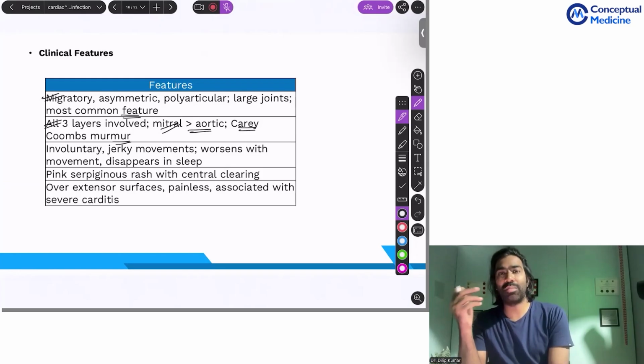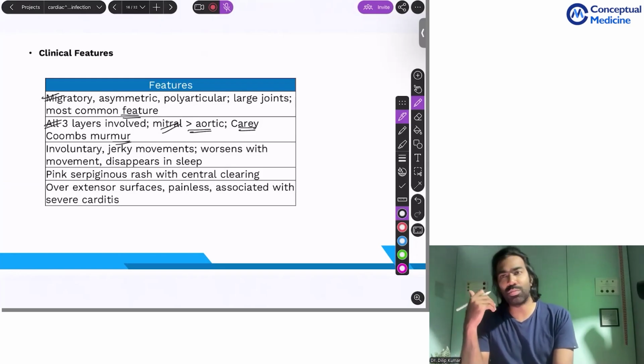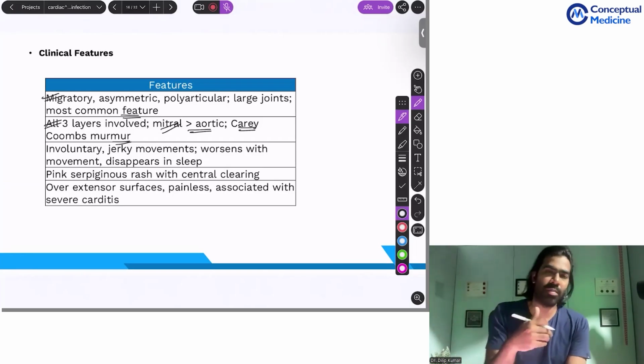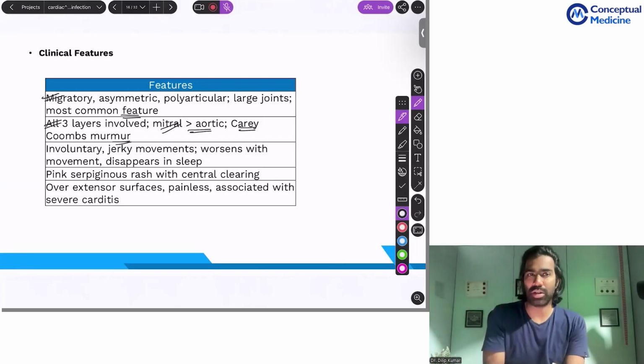And patients can develop an MR murmur also, and MR is one of the most common lesions in patients with acute rheumatic fever. In MS, it's rheumatic heart disease. In rheumatic fever, it is MR.